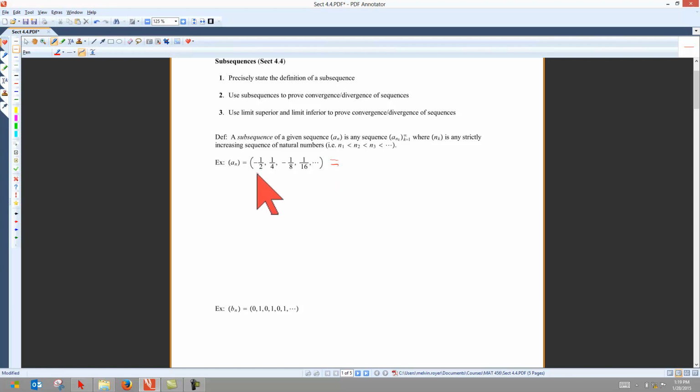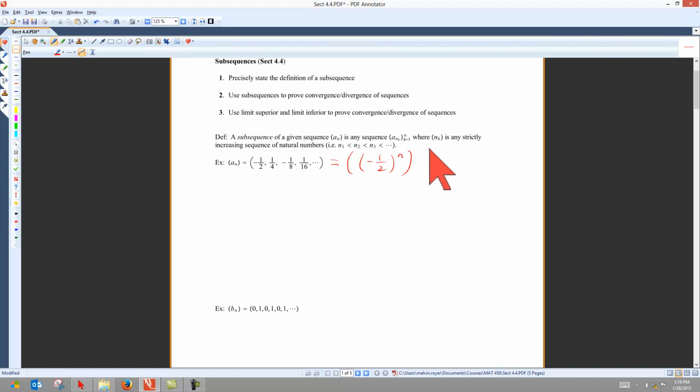Here I have the sequence minus a half plus a fourth minus an eighth plus a 16th and so on. The rule that's giving this is minus a half to the n. So powers of a half, but then alternating between negative and positive.